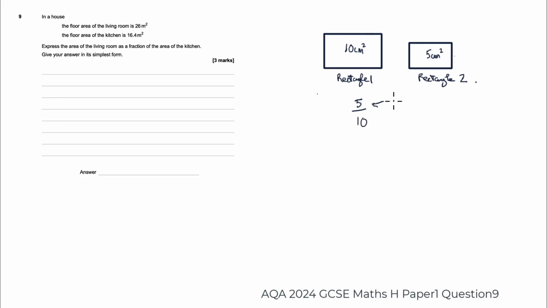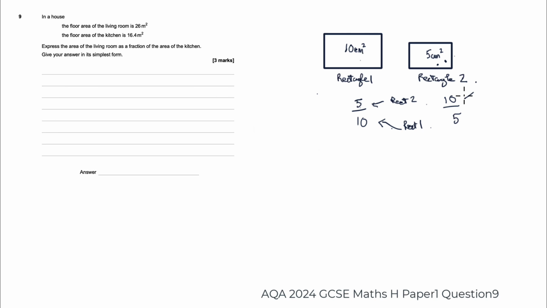Rectangle 2 compared to rectangle 1. 5 over 10. 1/2. That rectangle is 1/2 the area of this rectangle. Now if we have to do it the other way around, we would say that rectangle 1 compared to rectangle 2 has twice the area, and that would be 10 over 5.